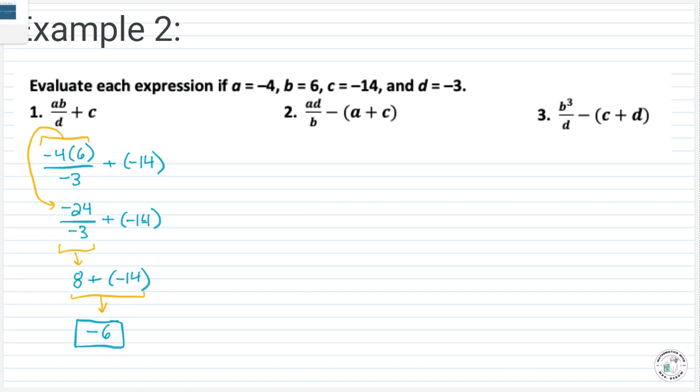All right, let's take a look at another one. So with number 2, we have A times D divided by B minus, and then in parentheses, A plus C. So we have the quantity of A plus C being added together.